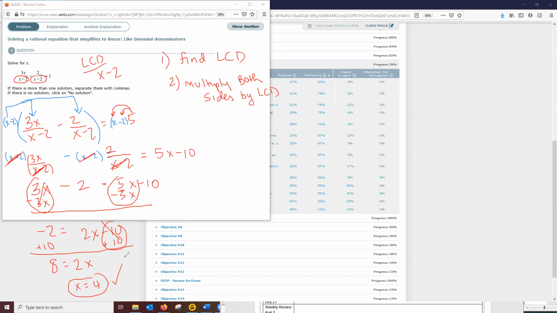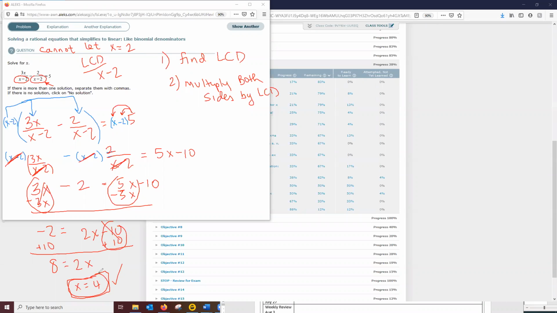Let me just do a quick double check. I'm noticing in these denominators, I cannot let x equal 2, because if I let x equal 2, I'd be dividing by 0. So I can't come up with a solution of x equal 2. But that's okay, I'm not. I'm coming up with a solution x equal 4, and x equal 4 is a valid solution.